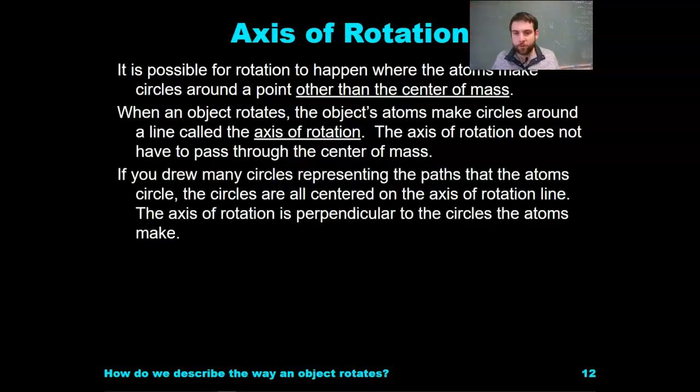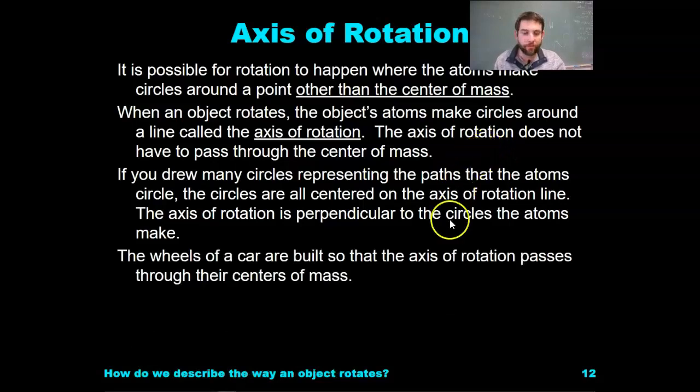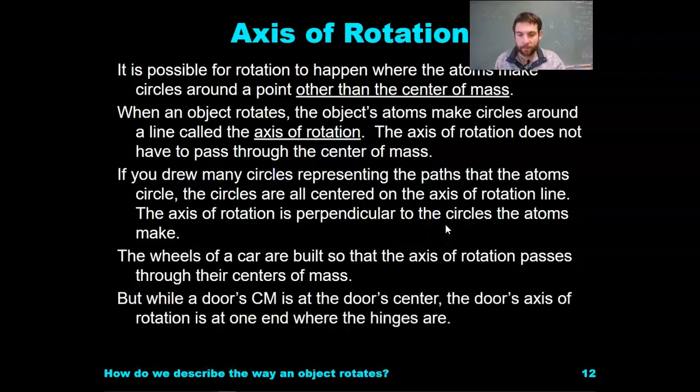If you drew many circles representing the paths that the atoms circle, the circles are all centered on the axis of rotation line. The axis of rotation is perpendicular to the circles the atoms make. The wheels of a car are built so the axis of rotation passes through the centers of mass. But while a door's center of mass is at the door's center, the door's axis of rotation is at one end where the hinges are.